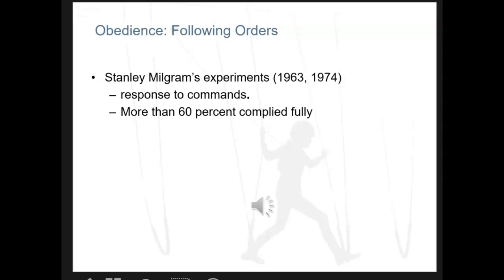Now you might ask, sure, this is just an experiment. Will this happen in real life? The answer is yes. People will obey authority figures even if the authority figure isn't present, even if the authority figure is someone on the phone claiming to be an authority figure.